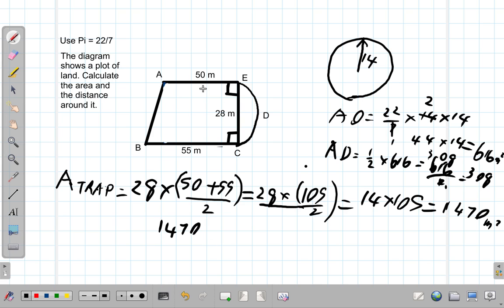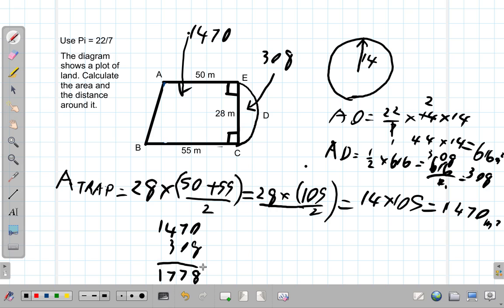for this area. The trapezium is 1470, and then the semicircle, the area is 308. So 308. When you add them up, 8 plus 0 is 8, 7 and 0 7, 4 and 3 is 7, and 1. So it's 1778 meter squared for the whole area.